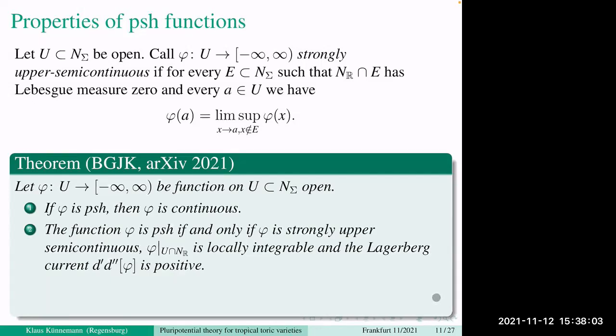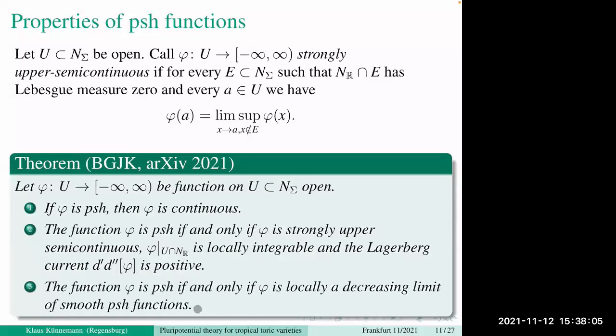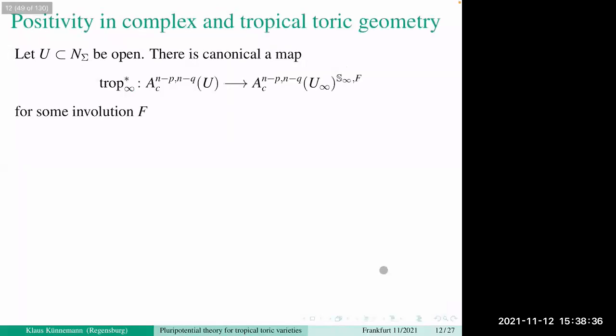And then finally, we have a local regularization. The function phi is PSH if and only if phi is locally a decreasing limit of smooth PSH functions. This property is always important to extend constructions from smooth to all PSH functions. If you want to prove this, I will not give details of the proof, but the important result behind this proof is the following.